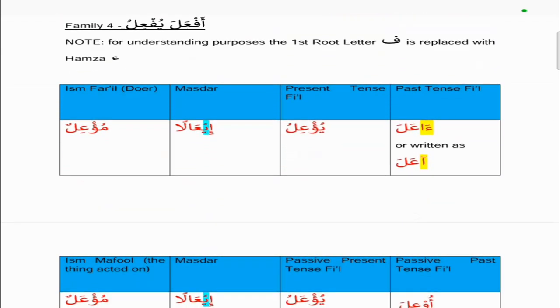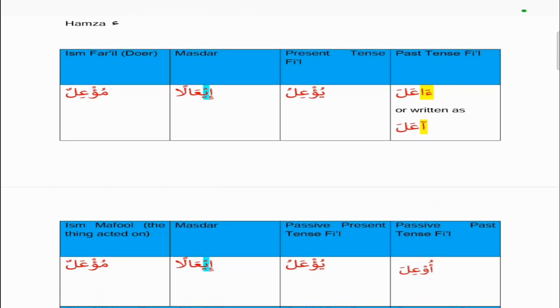So if we look at family 4 now, it's af'ala yuf'ilu, that's the normal version. But in order to understand how the change occurs, the first root letter fa will be replaced with a hamza. So it's going to be hamza, ain, and lam. So the past tense is a'ala, and you can write it in two forms. And the present tense is yu'ilu, and the masdar is i'alan.